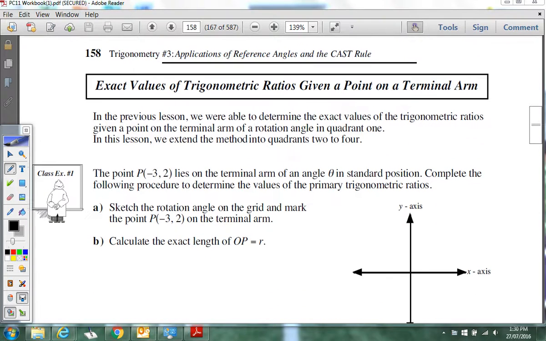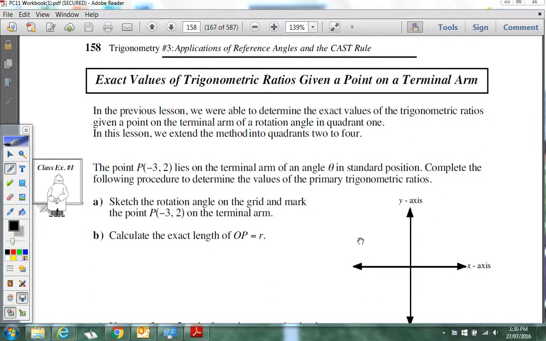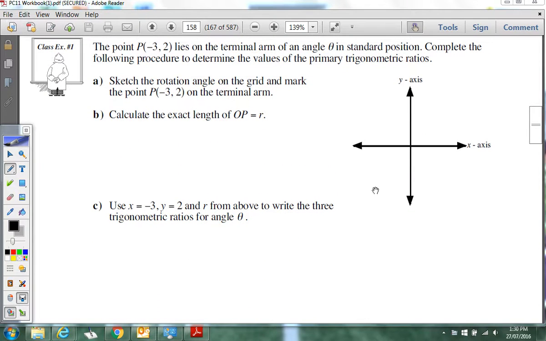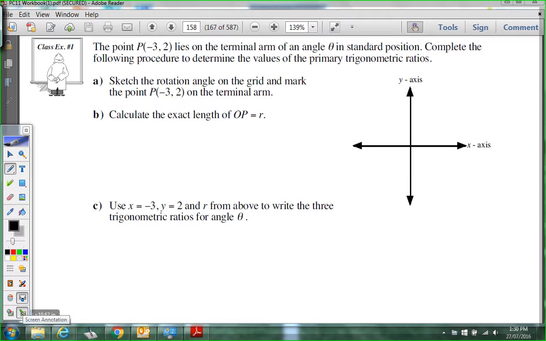All right, so now exact values of trig ratios given a point on the terminal arm. Example 1. The point (-3, 2) lies on the terminal arm of an angle theta in standard position. Complete the following procedure. Determine the values of the primary trig ratios. Okay, so here we go.